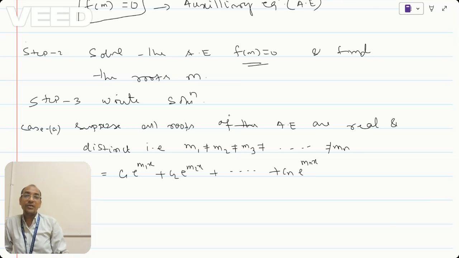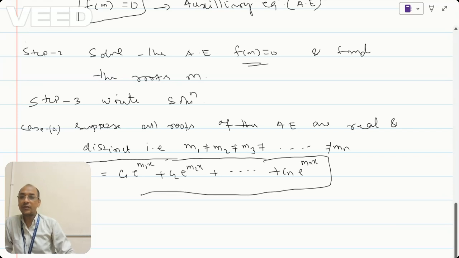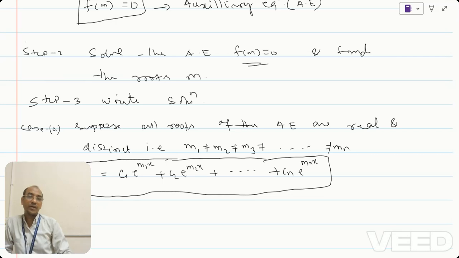Depending upon the number of roots, you can have the solution of the given differential equation f(D)y equal to 0. So if it is a homogeneous differential equation, then this is the solution of the homogeneous differential equation. And this solution is called the complementary function.